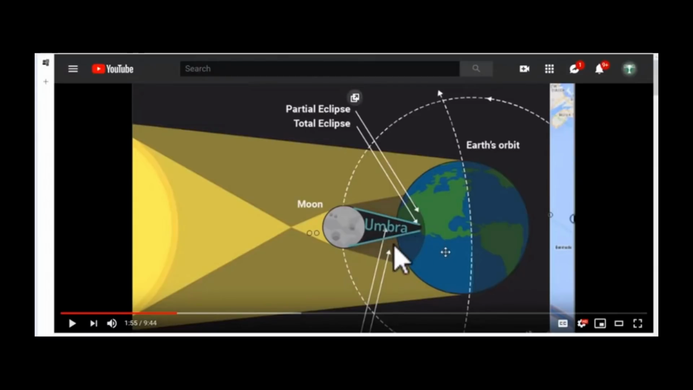Now, why do we have this umbra? Because the sun is so much larger. We have this crisscrossing of light rays, which have to be parallel otherwise. They just have to be.